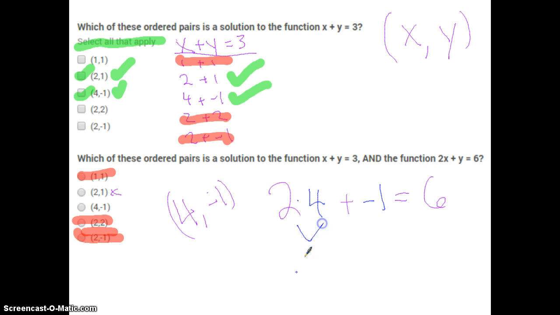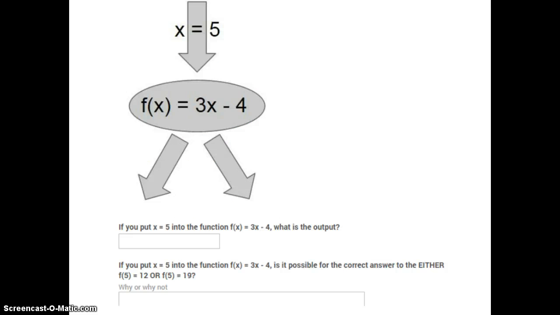Okay, so 2 times 4 is 8. And minus 1 is 7, not 6. Oh no! So there is none of these that is a solution to both of these functions. So none of these options was a correct solution, and if you picked one, then you got fooled. All right, let's move on to the next one here.